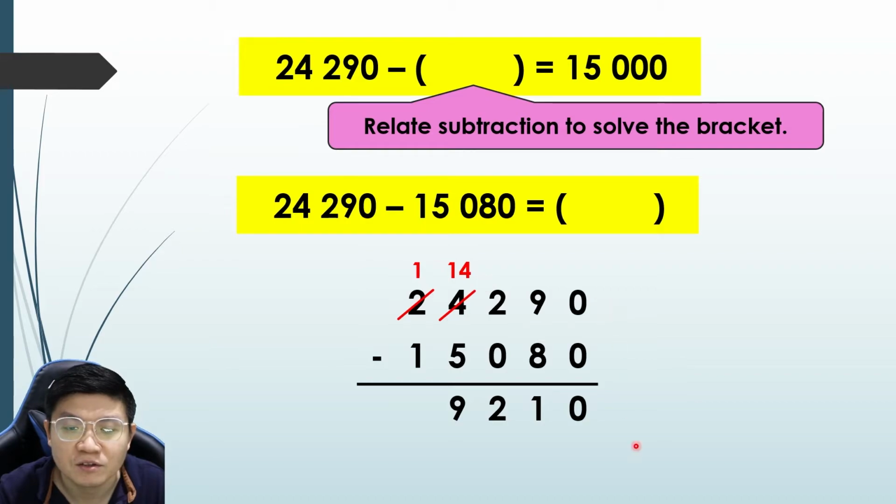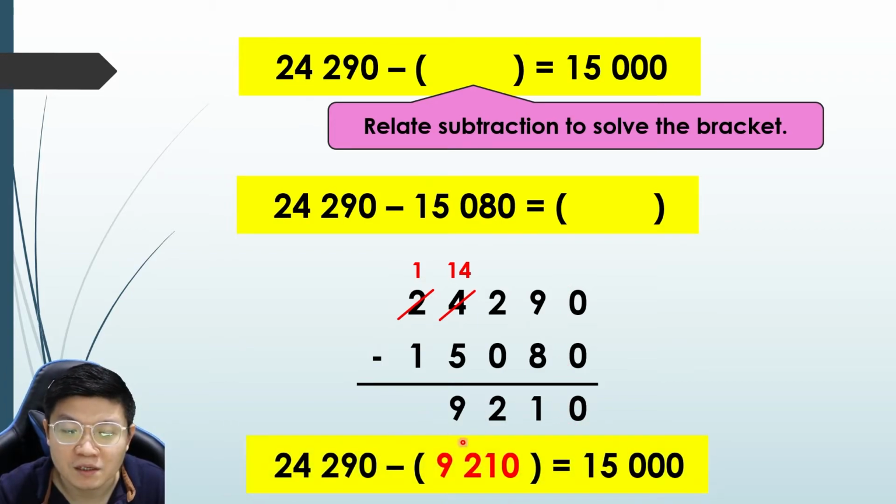Now, you are going to use any technique or any tips that I have taught you. You just subtract. And finally, I get 9,210. So when you insert 9,210, this is the answer for the bracket.